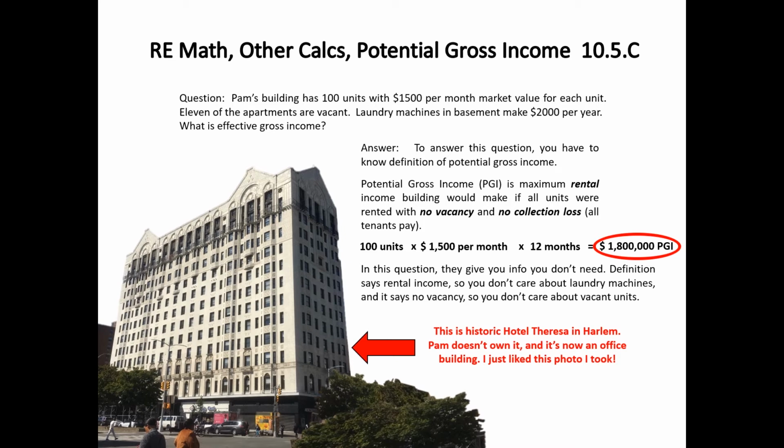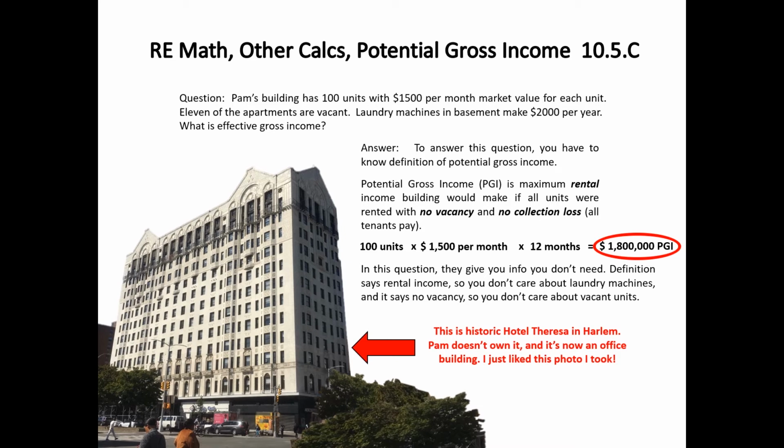Now, to answer this question, you have to know the definition of potential gross income. Potential gross income is the maximum rental income a building would make if all the units were rented with no vacancy and no collection loss. What we mean by that is that all the tenants pay their rent. So we take 100 units times $1,500 per month times 12 months, and we wind up with 1.8 million potential gross income.